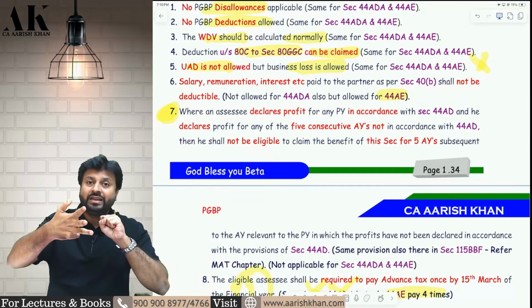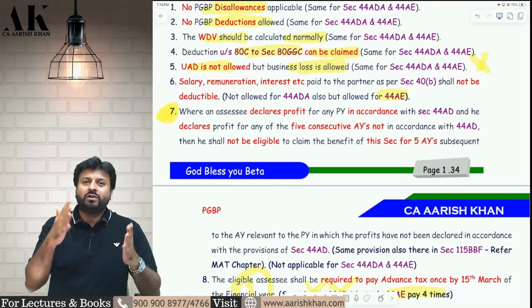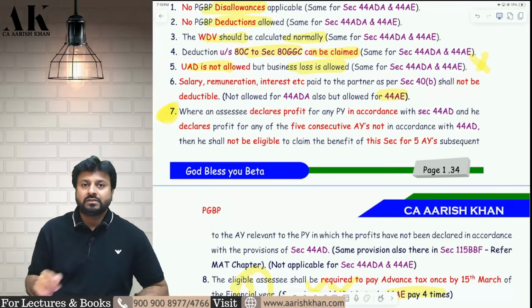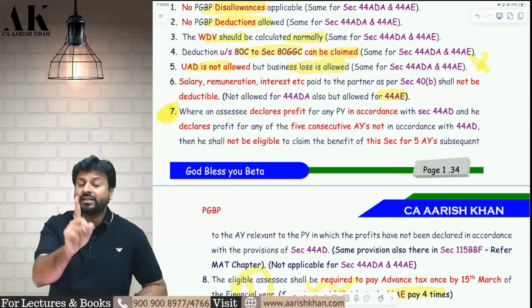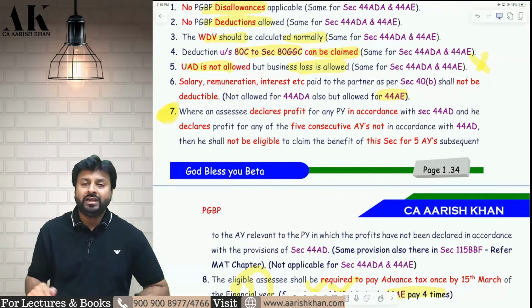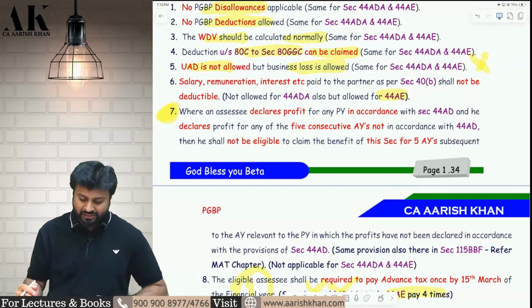Now in between, if after 2 years you say that you don't want to follow 44AD, then you can go out of 44AD, but for another 5 years we will not allow you to come back to 44AD, and you have to maintain books of account for the next 5 years and conduct tax audit for those 5 years. I hope it is clear to all of you. This is what this dangerous provision is all about.